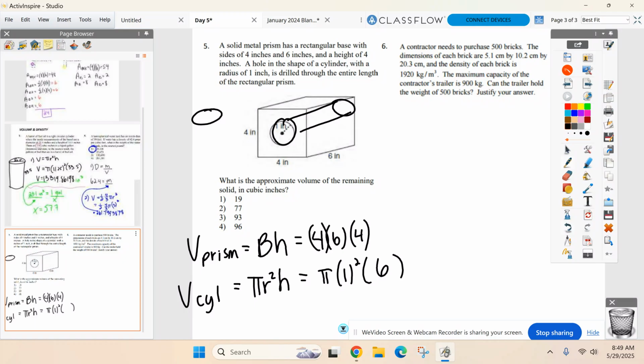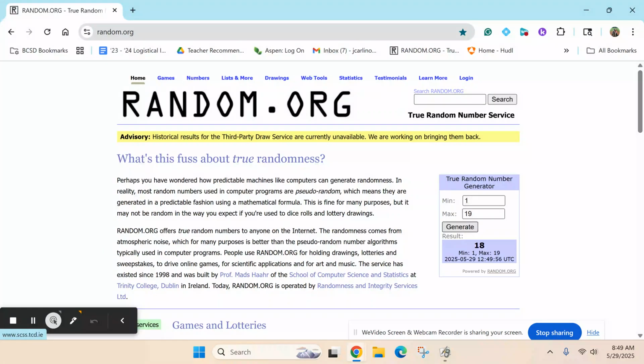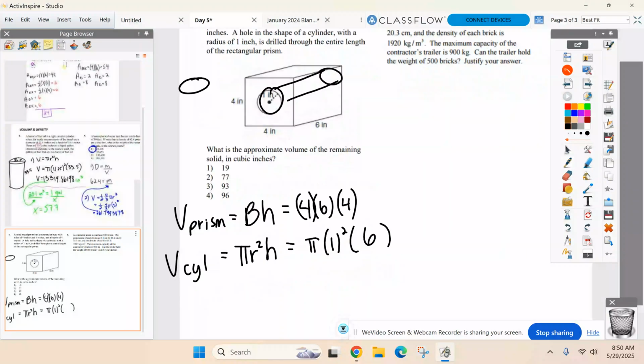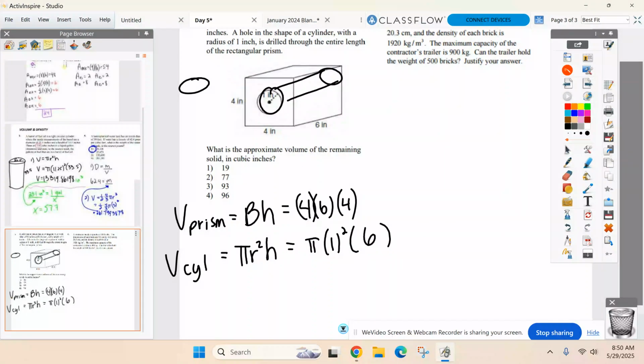And then what am I doing to the 2 here to find the volume that's left over once I calculate both of them there? Let's go. Izzy, what am I doing to both? There you go. Subtract them out.